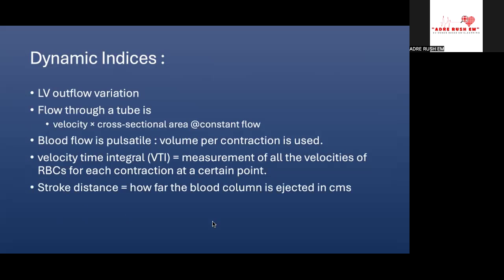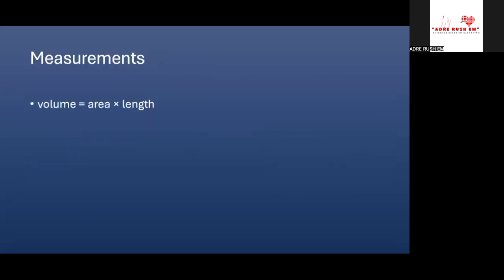Stroke distance is nothing but how far the blood column is ejected in centimeters. So how do we put this all together? Volume is area into length. So here it will be area into velocity into time. That length is your stroke distance.